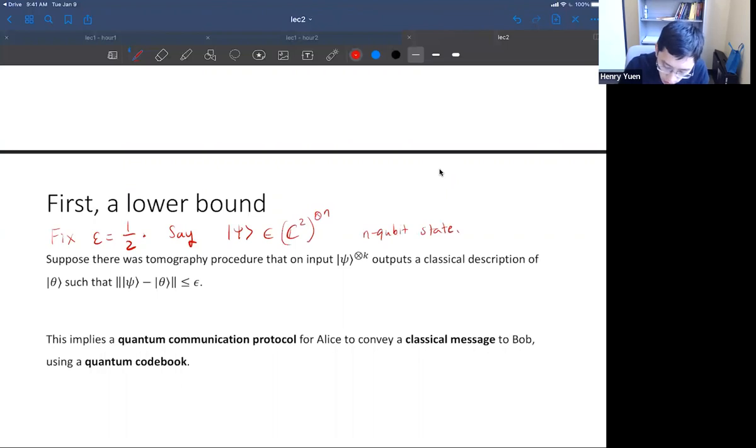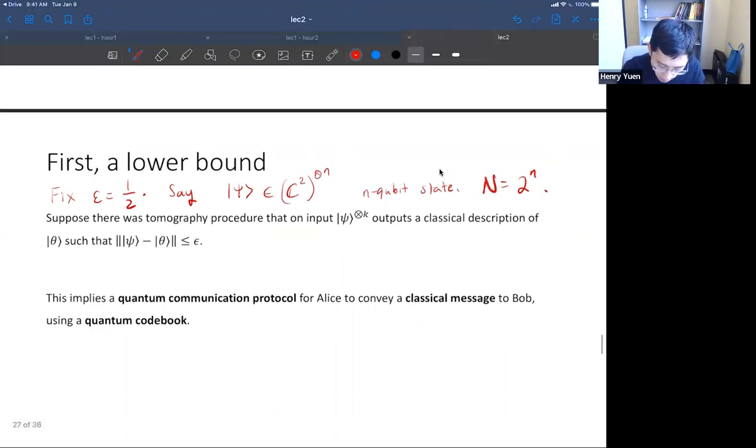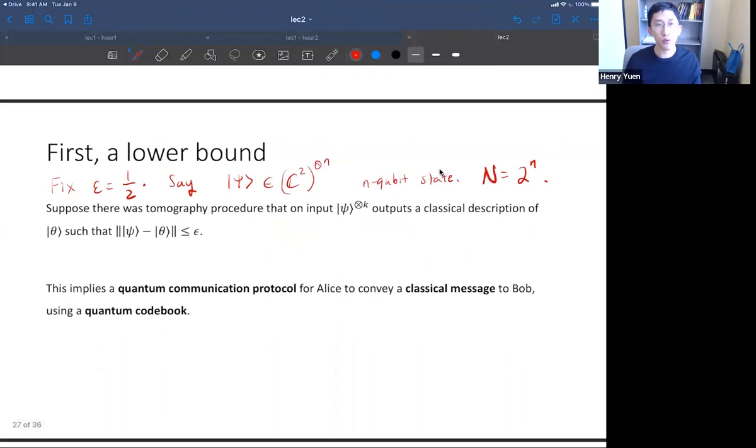And the dimensionality of this unit vector is going to be, let's say it's capital N. It's dimension capital N. And we're going to see that if this were true, this would actually imply a communication protocol between two parties.